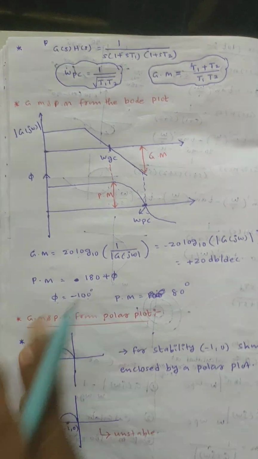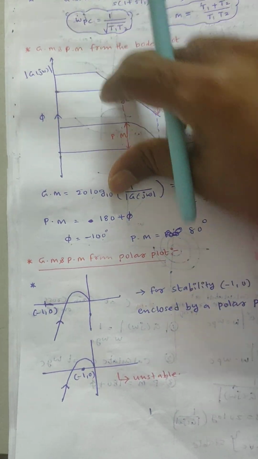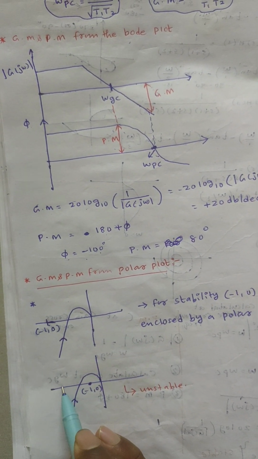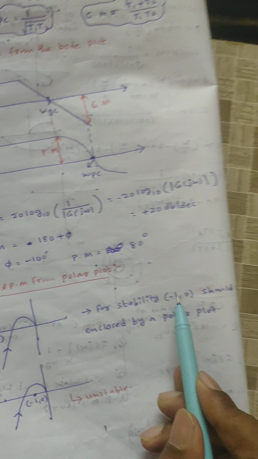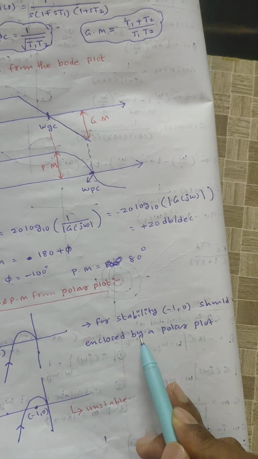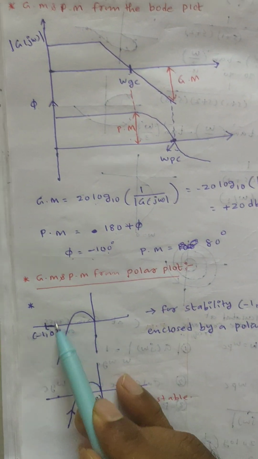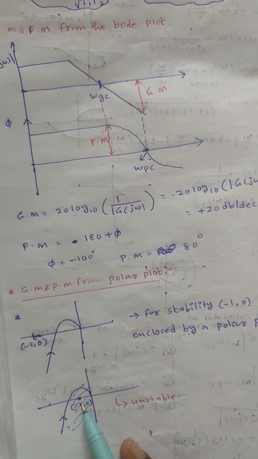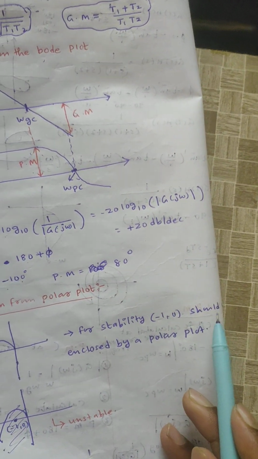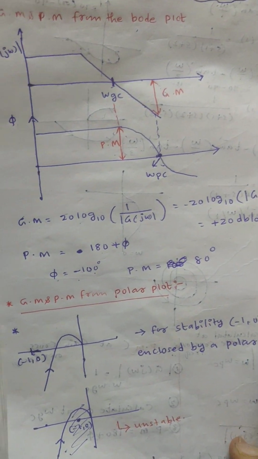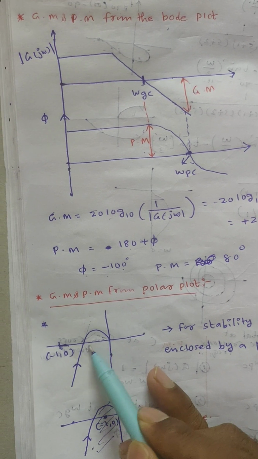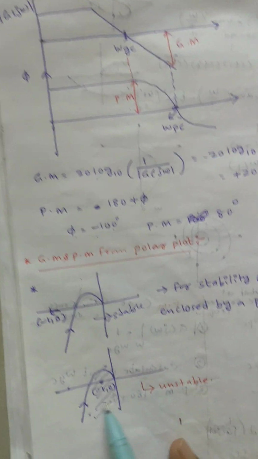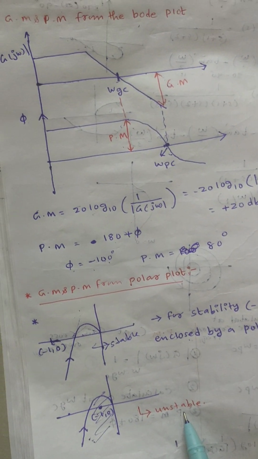Next, gain margin and phase margin from the polar plot. Now see here, minus 1 comma 0 is the intersection point. For stability, the minus 1 comma 0 point should not be enclosed by the polar plot. Here it is not enclosed, right? That means it is a stable system. Here it is enclosed, hence it is an unstable system.